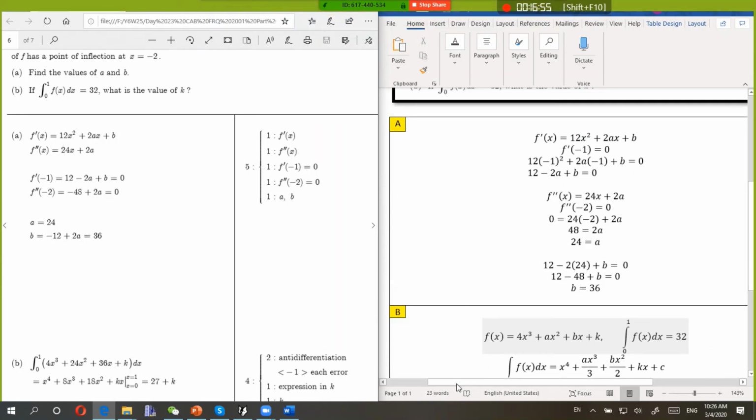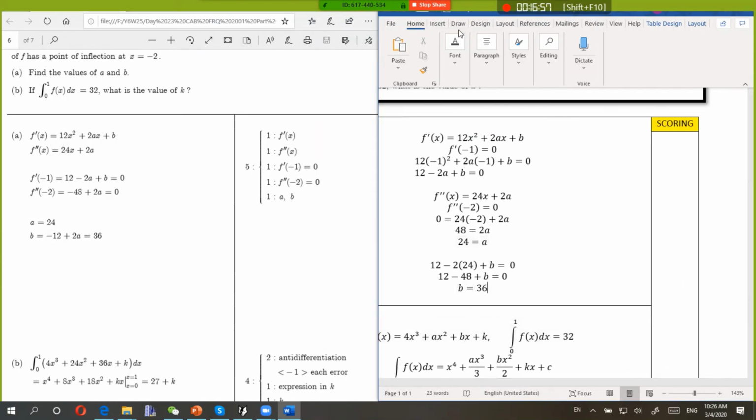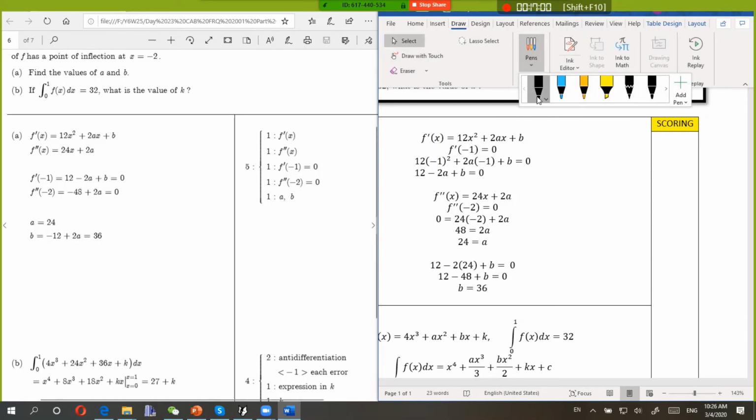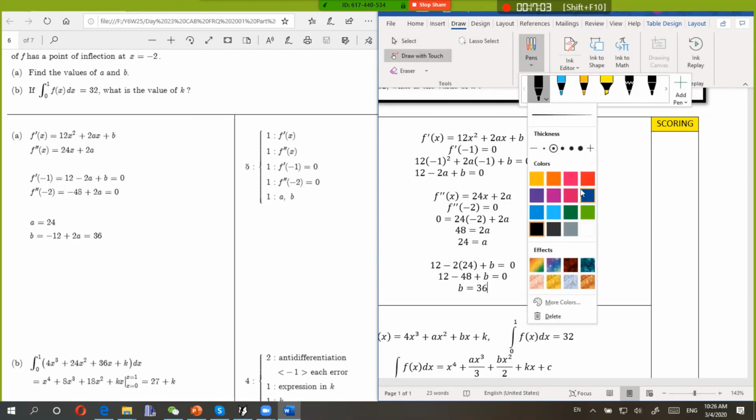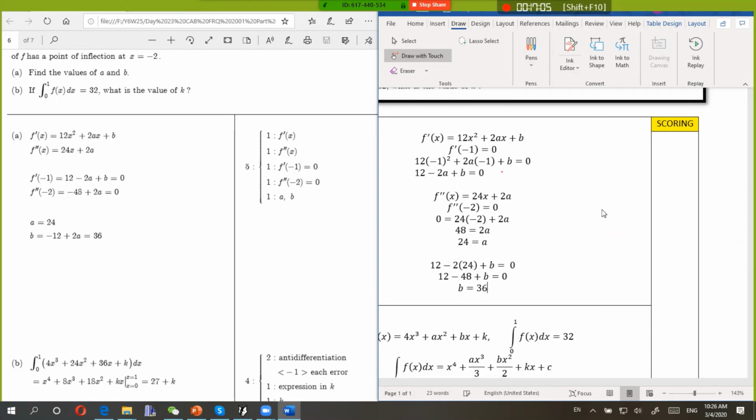Okay, so for the first part, one point for the derivative, 12x squared plus 2ax plus b. Okay, that looks good. 1 point for the second derivative, 24x plus 2a. Okay. Sets the first derivative at -1 equals 0. Okay. Sets the second derivative at -2 equals 0. Okay. Solves for a and b, 24 and 36. Okay, so that's 5 for 5.